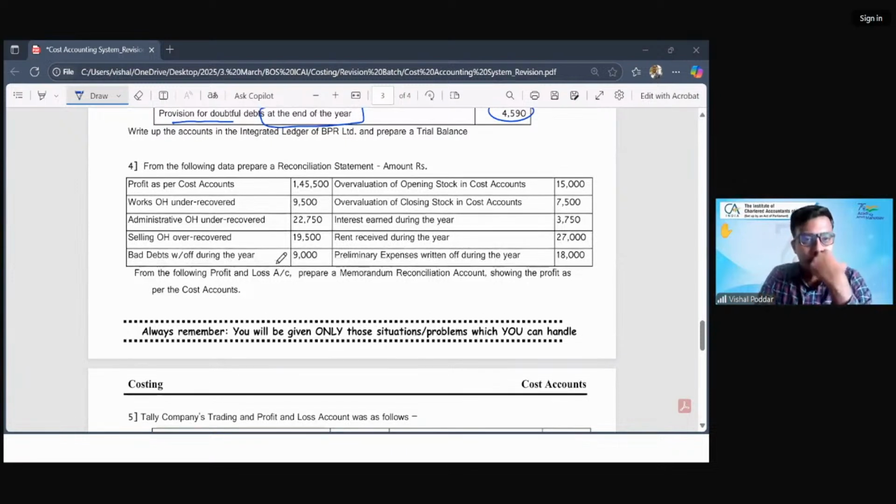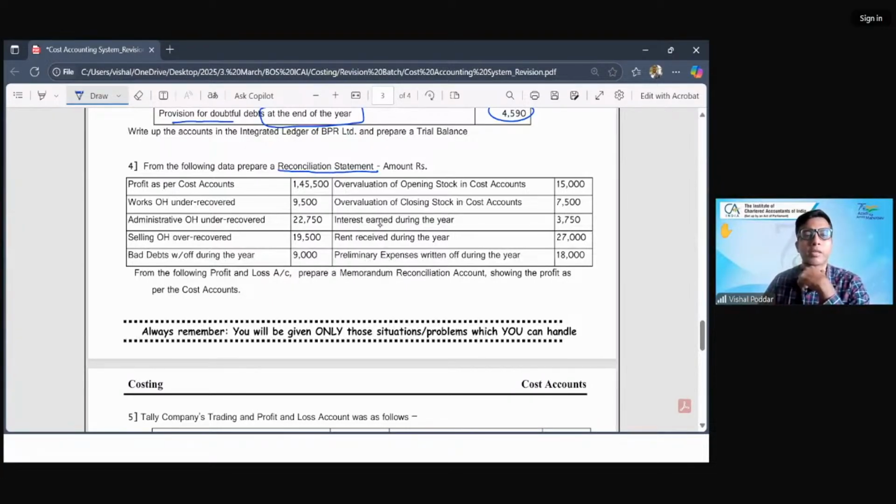Okay, now let us go to question 4. What it says, prepare the reconciliation statement. But as I said, just for practice, we'll prepare the account because that is something new for us. Now they are saying profit as per costing is your starting point, and then they have identified the differences. And from this, you will find out the profit as per the other. In fact, see, they have asked you to prepare reconciliation account only.